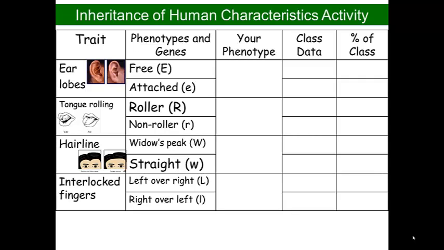So, inheritance of human characteristics is based on the DNA that those humans are composed of. Traits such as attached earlobes or unattached earlobes are the result of a single gene, as well as the ability to roll your tongue, whether or not you have a widow's peak, and whether or not you can interlock your fingers left over right or right over left.